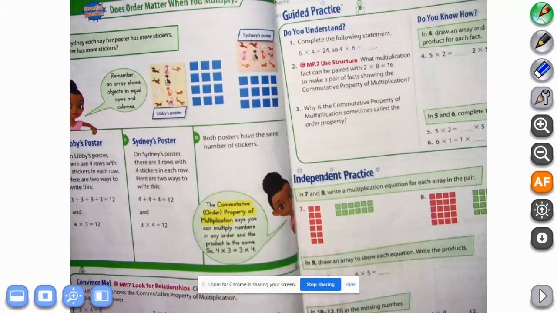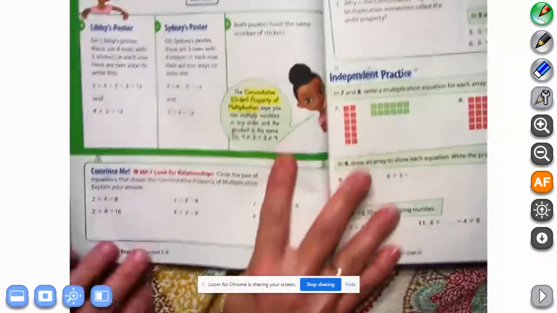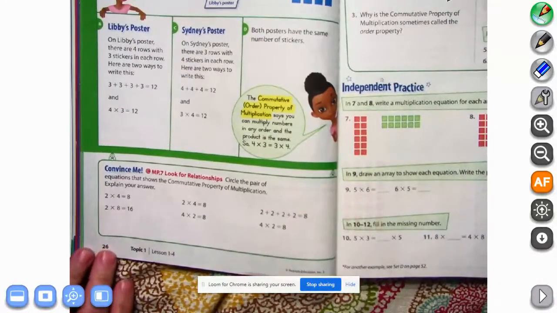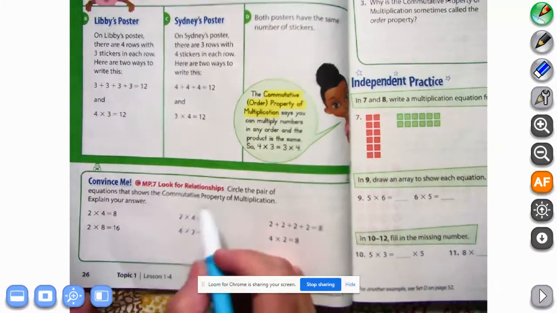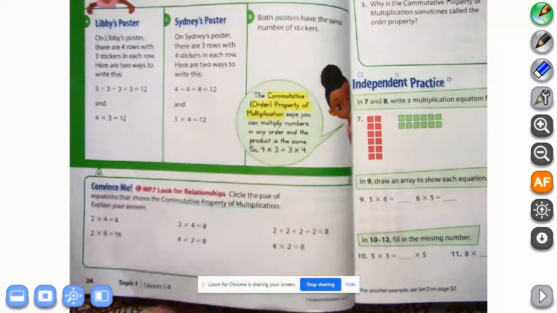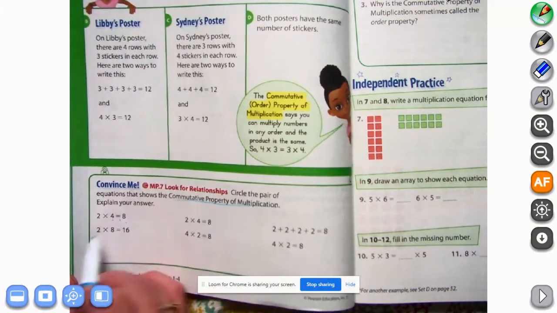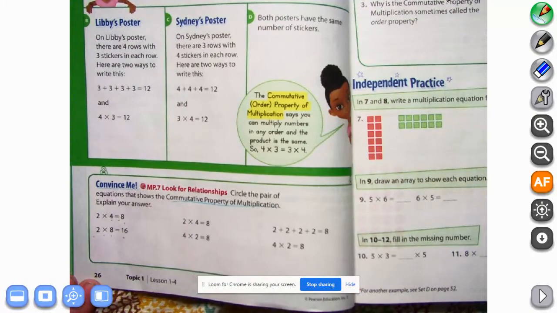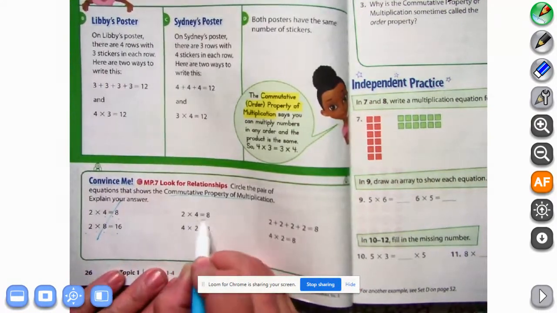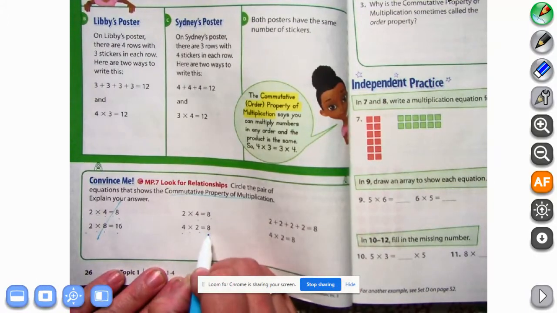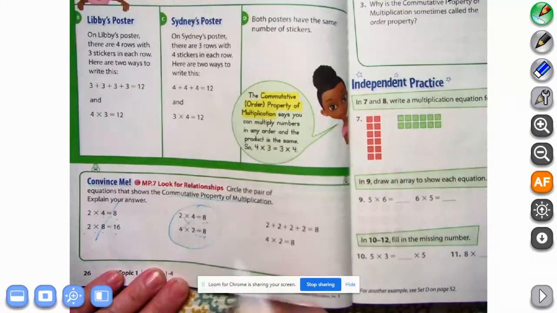All right, so we are on page 26, down at the bottom. And it says, convince me, circle the pair of equations that show the commutative property of multiplication. That's what we're looking for right here. Okay, explain your answer. 2 groups of 4 equals 8, and 2 groups of 8 equals 16. Does that have commutative property? No. 2 groups of 4 equals 8, and 4 groups of 2 equals 8. Well, we've just switched the factors, and we have the same product, so yes, that works.